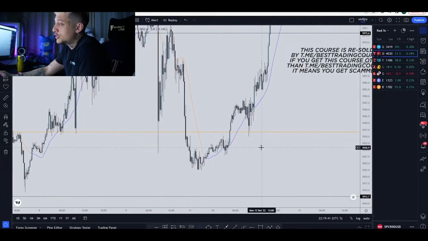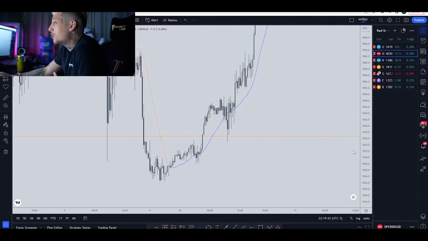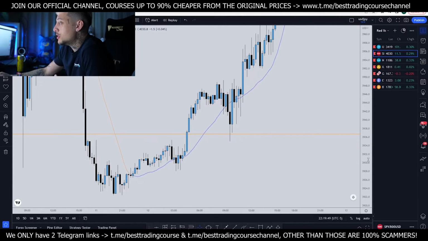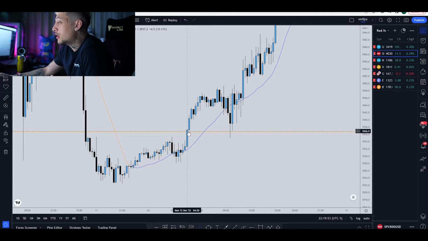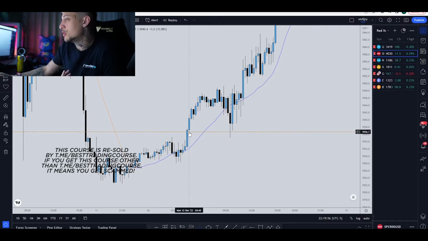Alright guys, so just to give you guys a few examples of basically what I'm talking about here, in this situation here, we have price break above resistance, which typically when we see price break above a previous level of resistance, that is a bullish indicator.